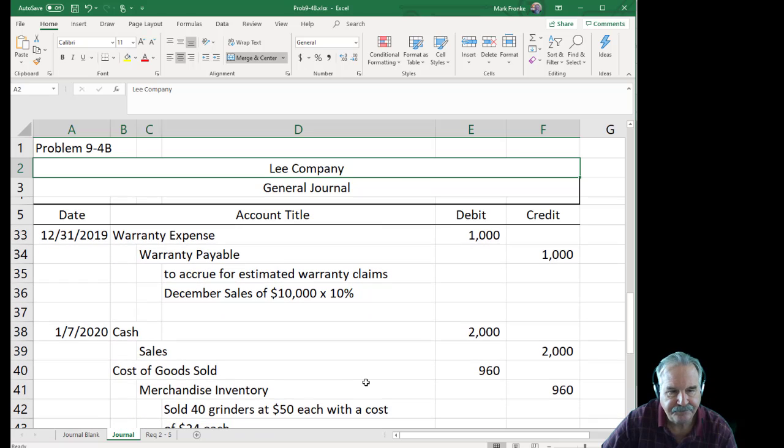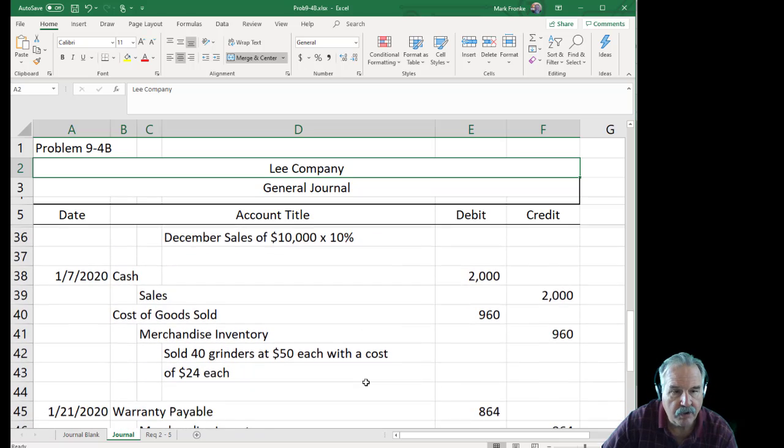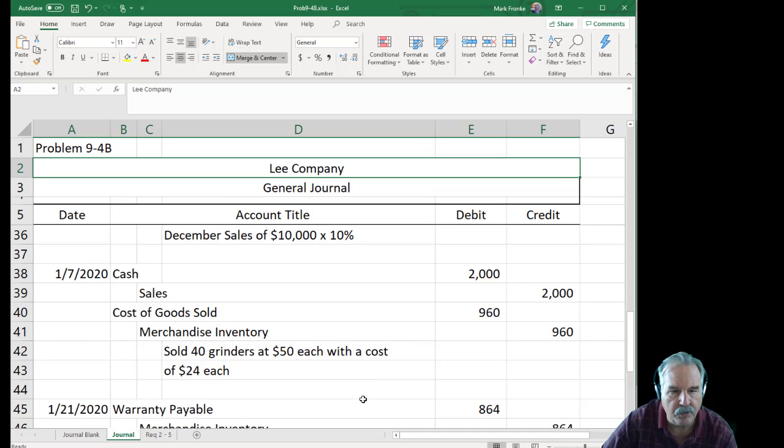Then in January, we sold some more. We sold 40 grinders, $50 each, $24 was our cost. Debit cash, $2,000, credit sales, $2,000. Debit cost of goods sold, $960, credit merchandise inventory, $960. This is to record the sale.